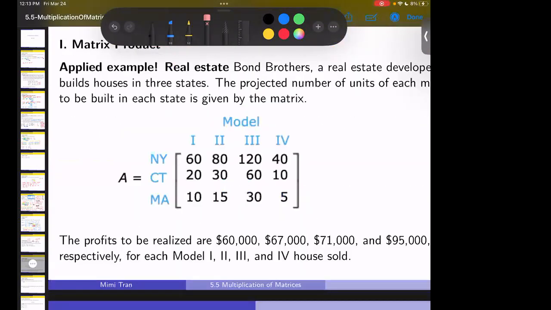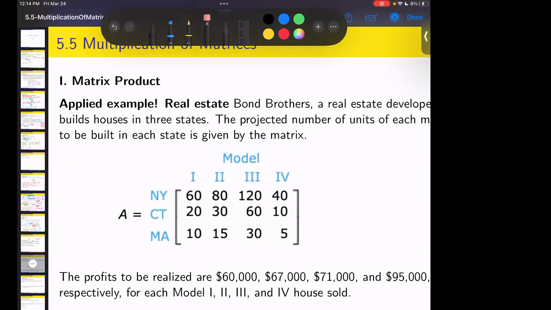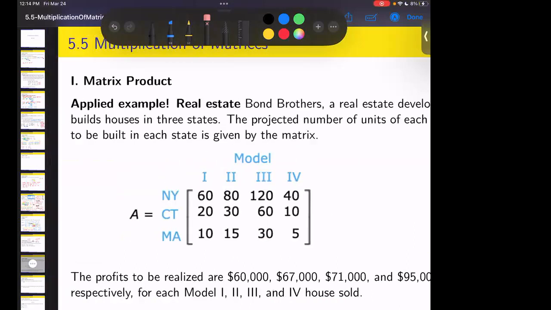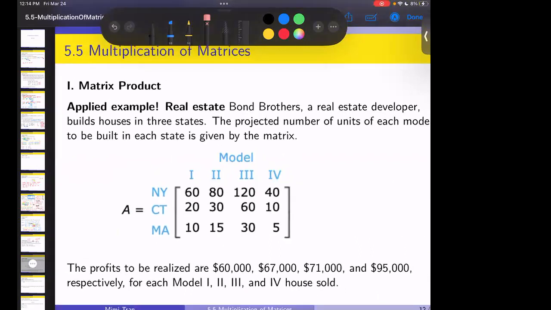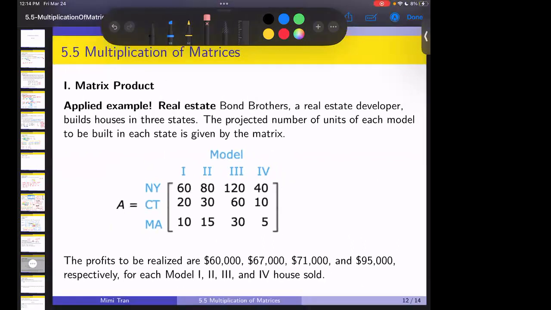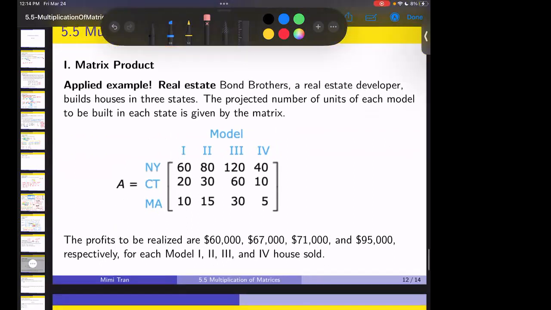Let's take a look at the example. Real estate, Bond Brothers. A real estate development builds houses in 3 states. The projected number of units of each model to be built in each state is given by the matrix.